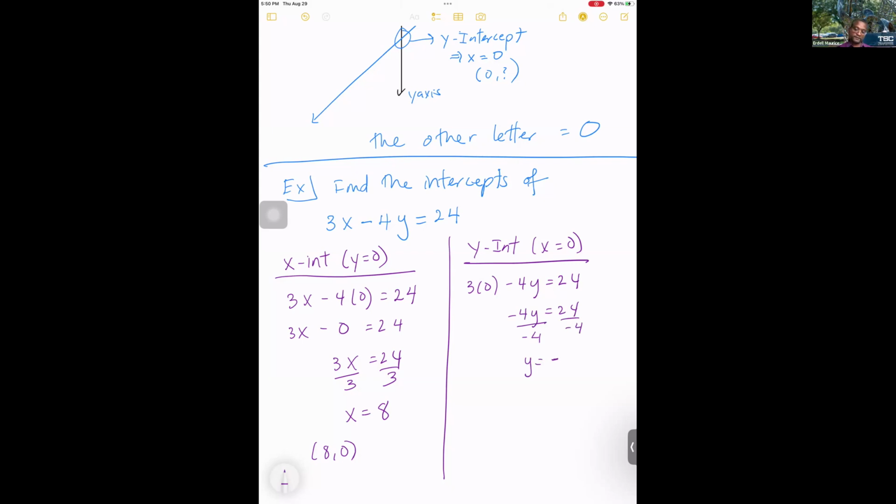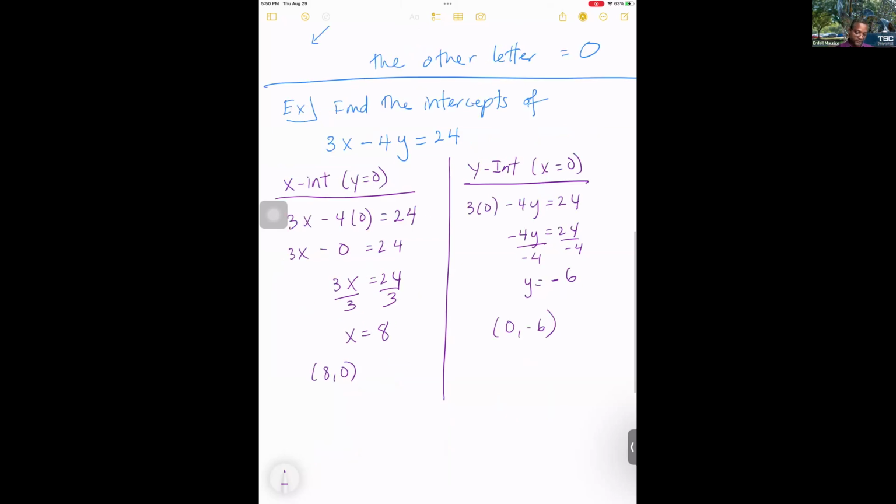24 divided by -4 is -6. Positive divided by a negative is a negative. Remember, once you have one negative, the whole thing is negative. But if you have two negatives, then that's positive. And so my coordinates right here are going to be (0, -6). Questions there?